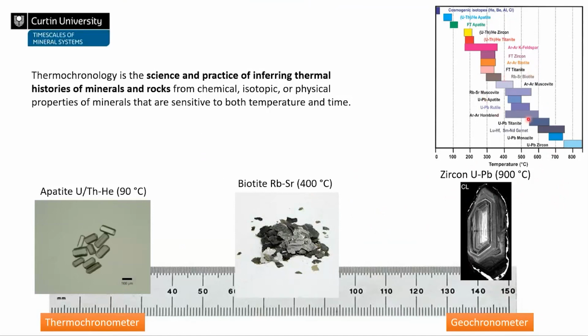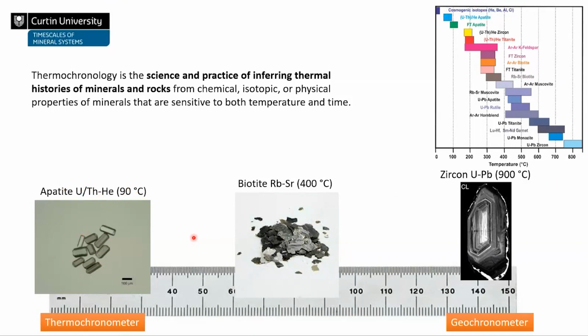We have mid-temperature systems that tell us maybe time through about 500 degrees, for example, a rubidium-strontium system in muscovite. Then biotite would be slightly lower again. So we can use these different schemes, different isotopes and different minerals to build up this thermal pathway through the crust of our rock. We can also get to low temperature systems, and a good example of that is apatite uranium-thorium-helium, which tells us about the time through 90 degrees C.